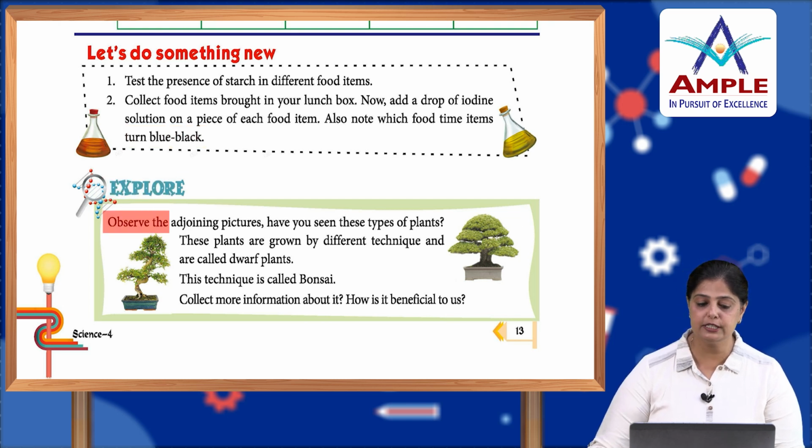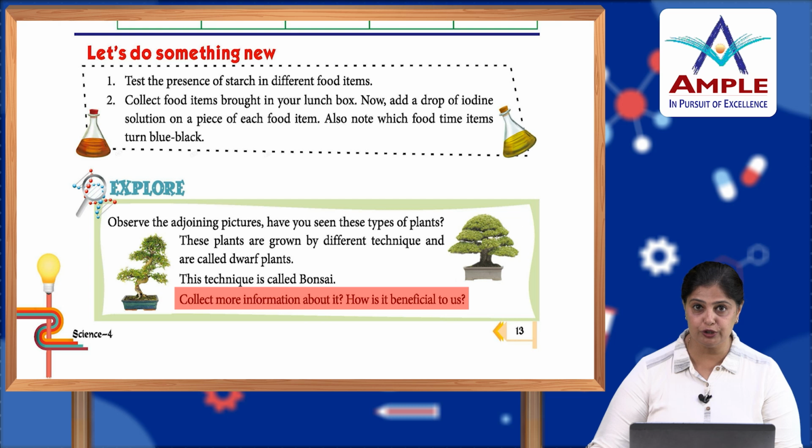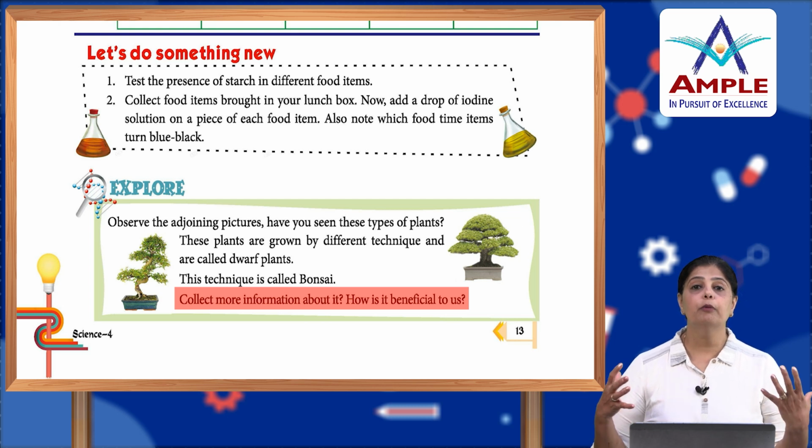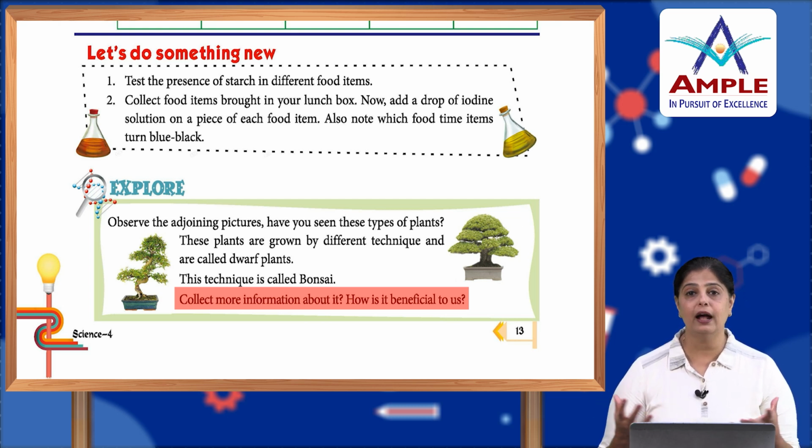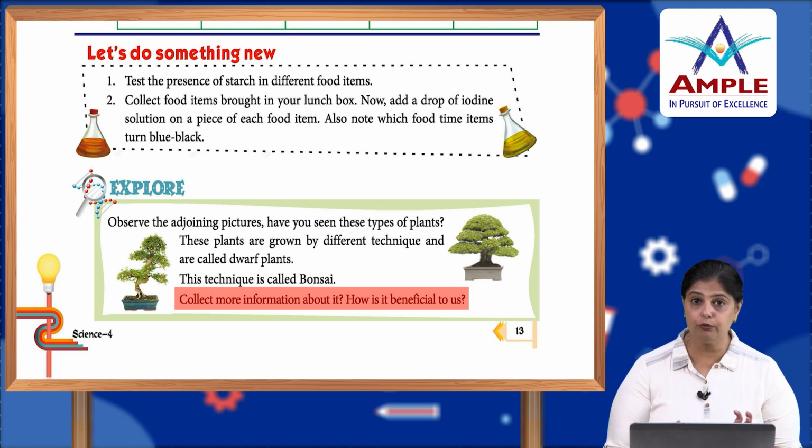Explore. Observe the following picture. Have you seen these type of plants? These plants are grown by different technique and are called dwarf plants. This technique is called bonsai. Collect more information about it. How is it beneficial to us? In the process of bonsai, you have the normal plants also. Even a mango plant is turned into a dwarf plant.